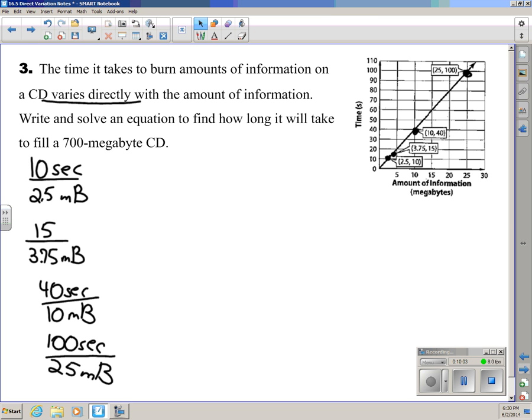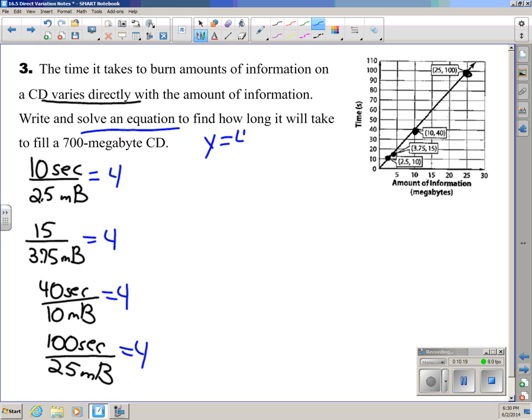Divide any one of those, and that should give you your constant of variation, your K, your M, the slope, the constant rate of change. They should all be equal to 4. So if you write an equation, y equals 4x.